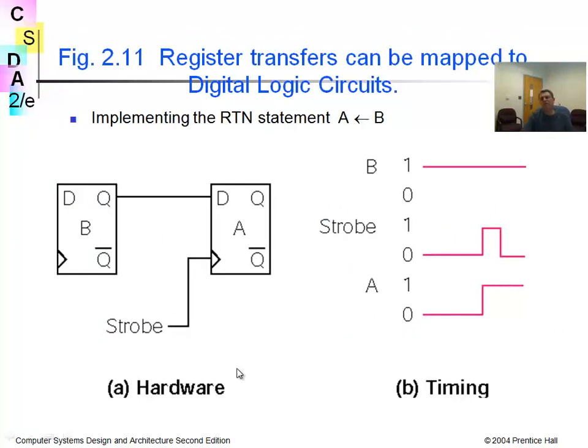Now here are some register transfers that can be mapped to digital logic. How do we do it if the RTN statement says B to A? It means B is a 1-bit, A is a 1-bit, all right? B is here, this is a D flip-flop, rising edge clocking system here, and I'll explain what it means. If I strobe, what happens? The output of B gets into A. Isn't that exactly what you want to transfer B to A?